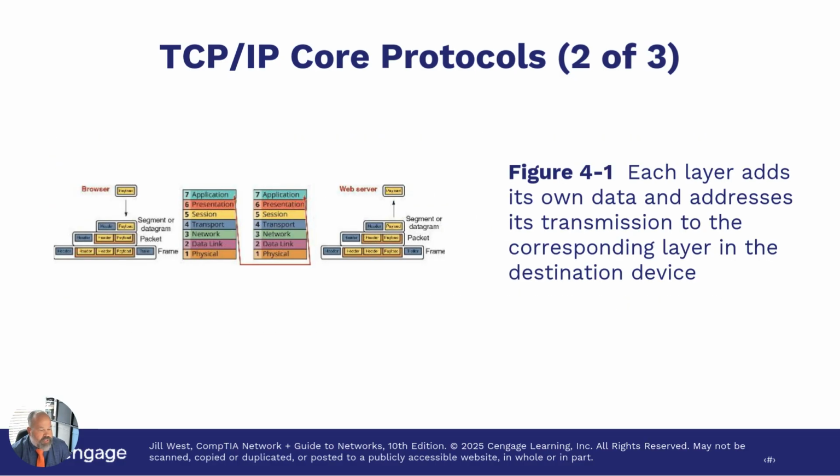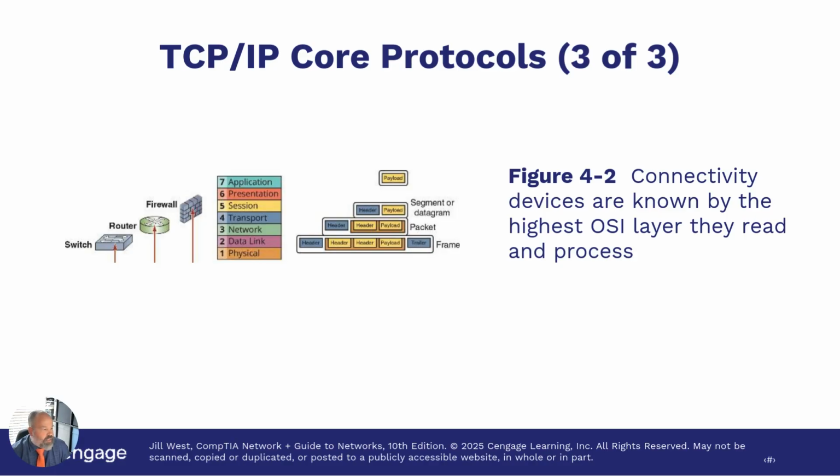So if you look at the diagram, here's our journey of our data that's visualized. Notice how each layer talks to its corresponding layer on the other side. It's like a game of telephone, but instead of the message getting garbled, it actually arrives intact. The browser on the left is basically saying, "Hey, web server, send me that cat video." And the web server responds, "Coming right up," all while following proper protocol etiquette.